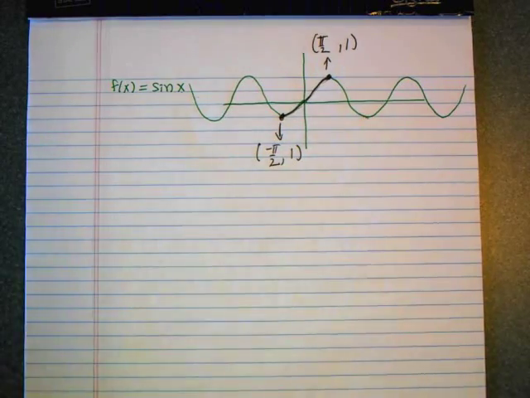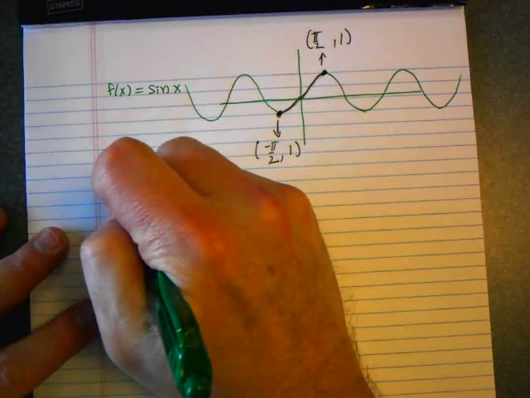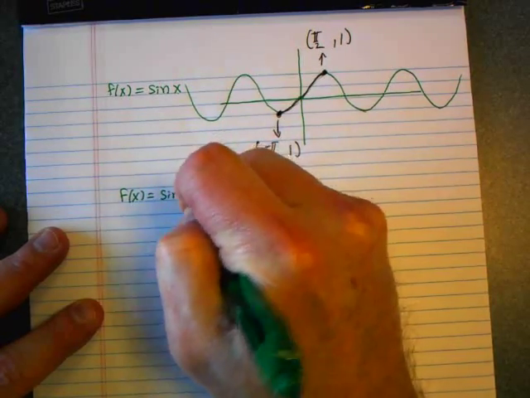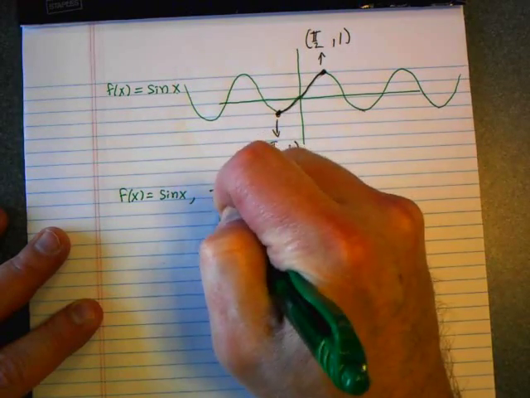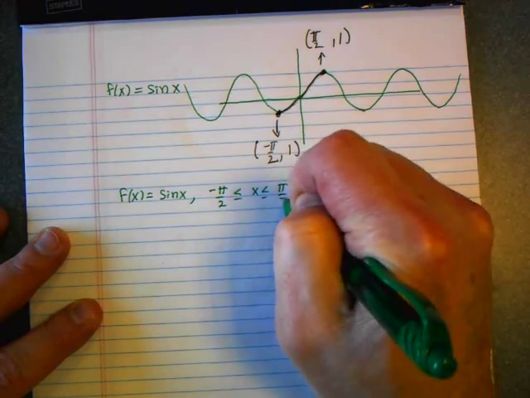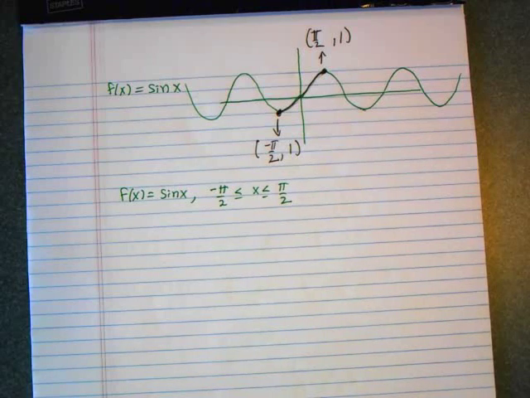All right, so here's the right question. If I have f of x equals sine x, and x is limited to between pi over 2 and negative pi over 2, then I do have an inverse. What's the inverse?